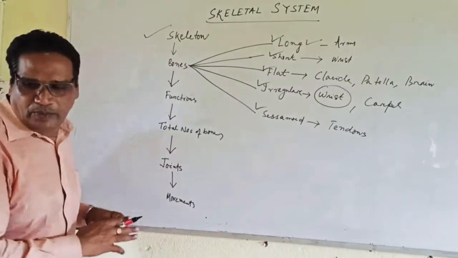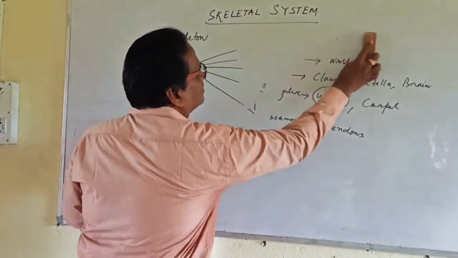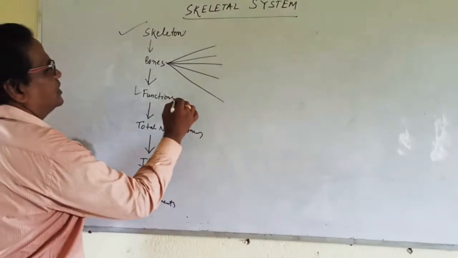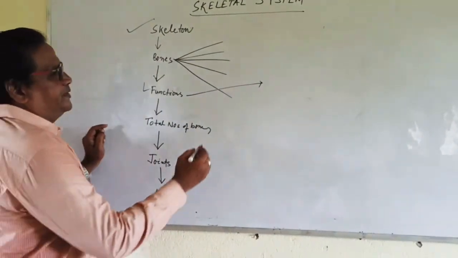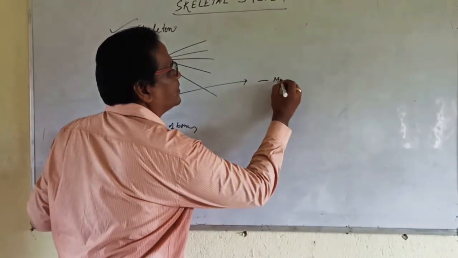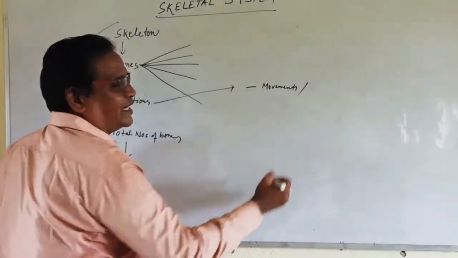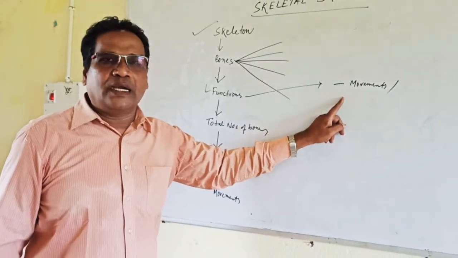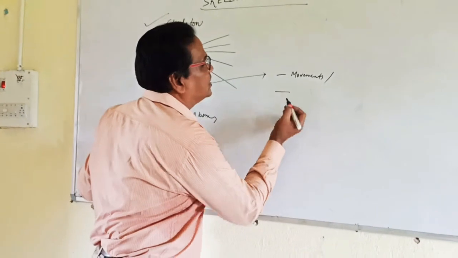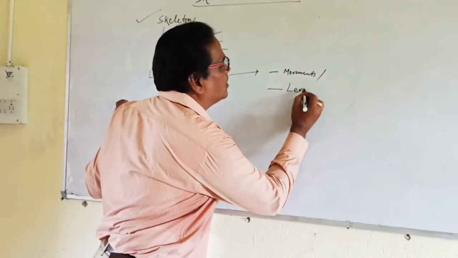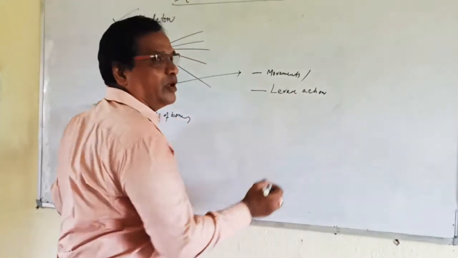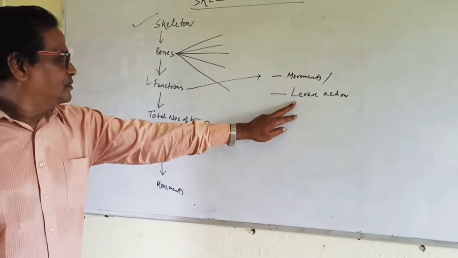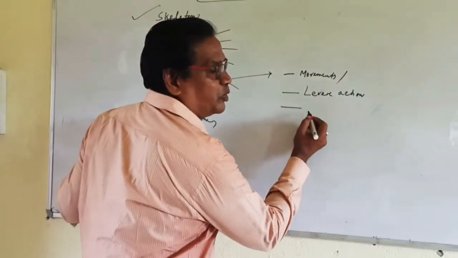Then come to the functions of the bones. The first function is movement. Attachment of muscle with the skeleton helps in the movement of the body. And the second function is lever action. Lever action at the joints helps for better movement than common movement. The third one is that it deposits calcium.